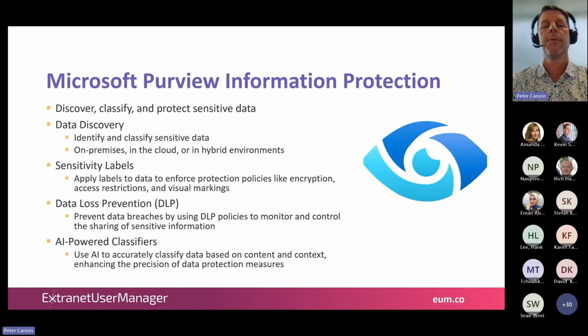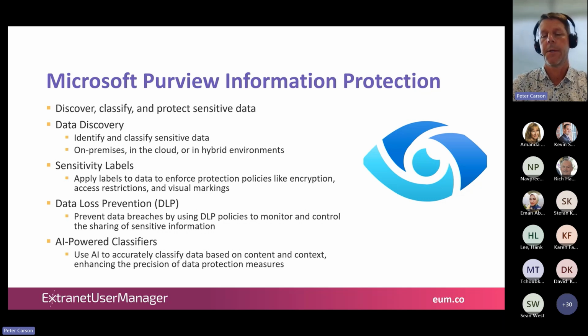So diving into Purview Information Protection. This is part of the Purview side that predominantly deals with the sensitivity labels. It also includes things like data loss prevention. So it's about discovering, classifying, and protecting the sensitive data. So how do you find that sensitive data?